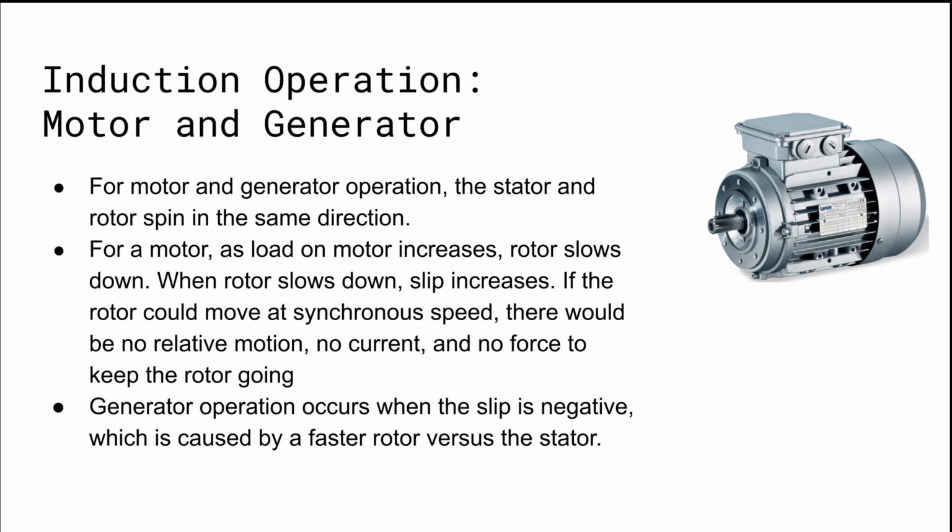Induction operation for a motor and generator. For the motor and generator operation, the stator and rotor spin in the same direction. For a motor, as load on the motor increases, the rotor slows down. When the rotor slows down, the slip increases. If the rotor could move at synchronous speeds, there would be no relative motion, no current, and no force to keep the rotor going. Meanwhile, generator operation occurs when the slip is negative, which is caused by a faster rotor versus a stator.